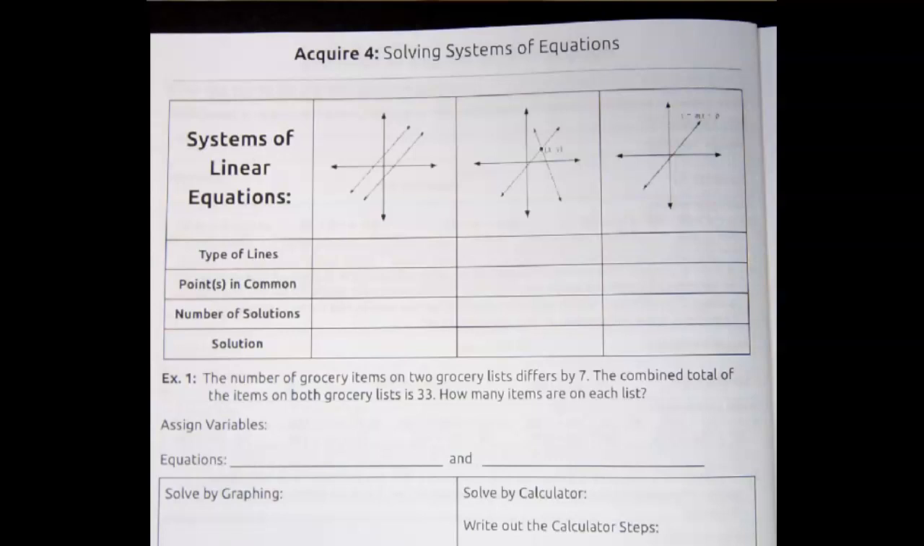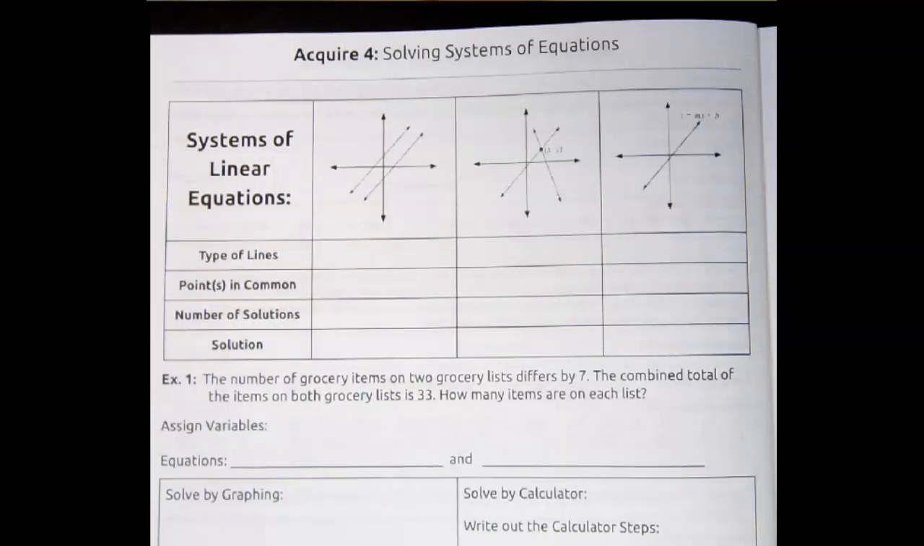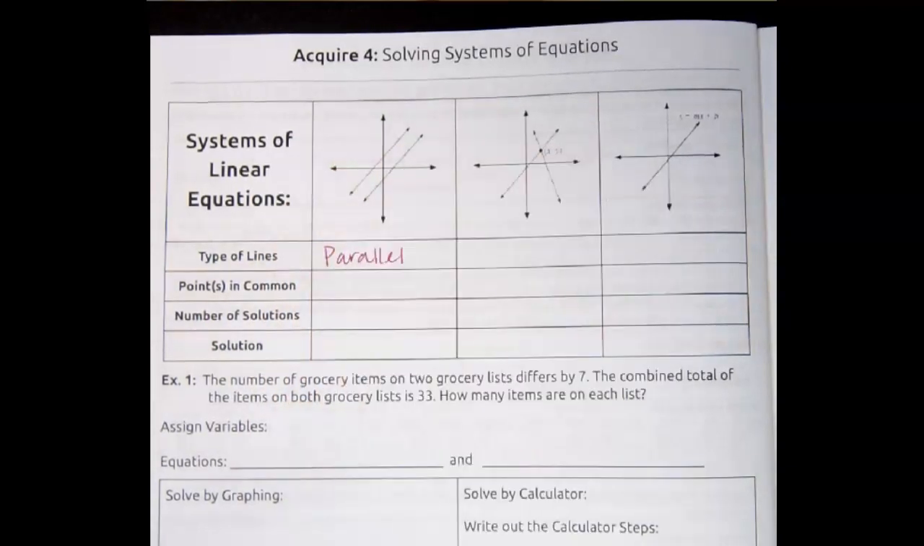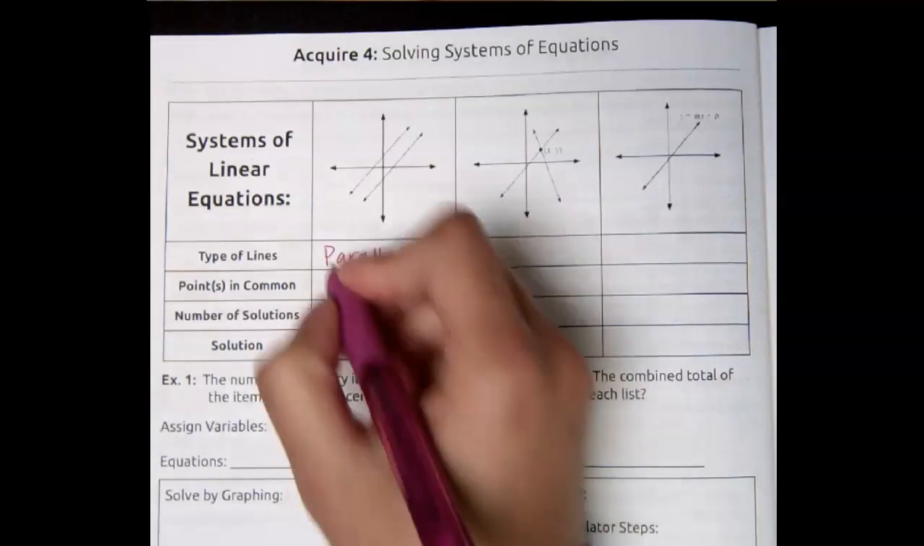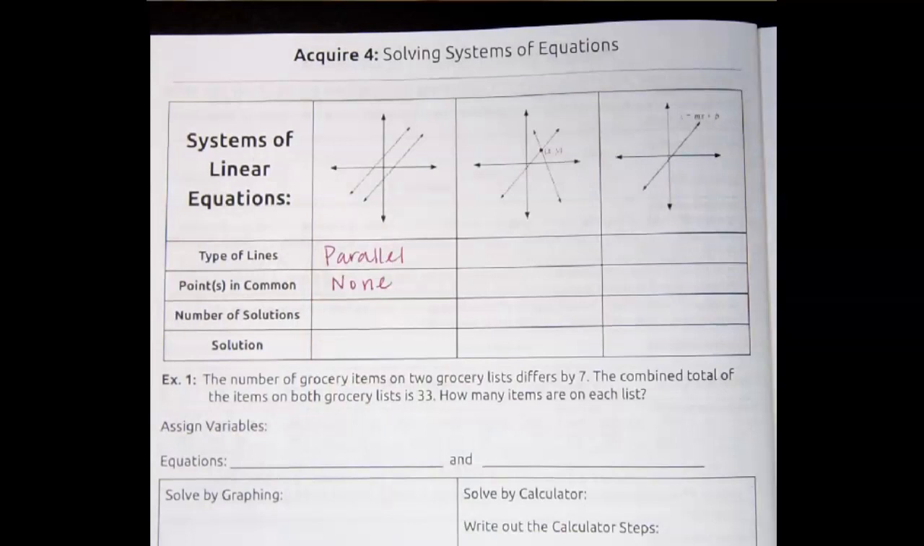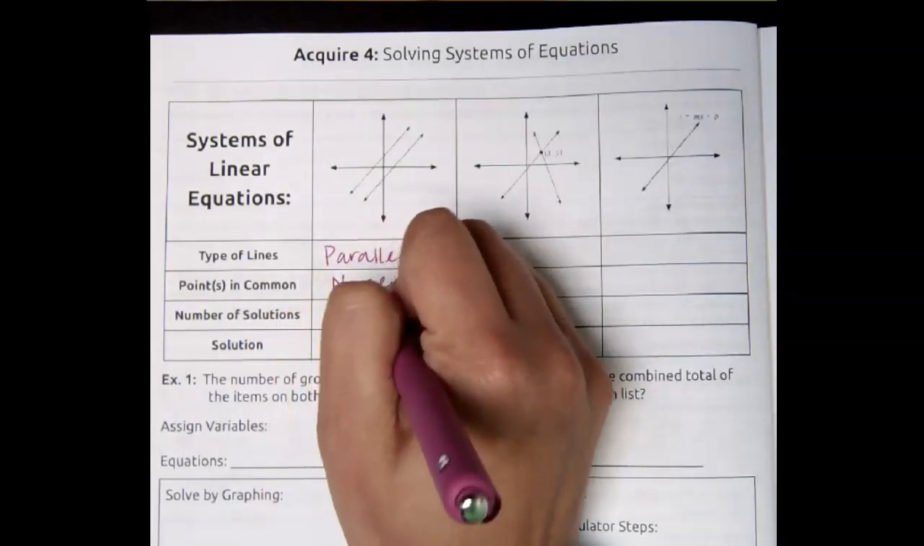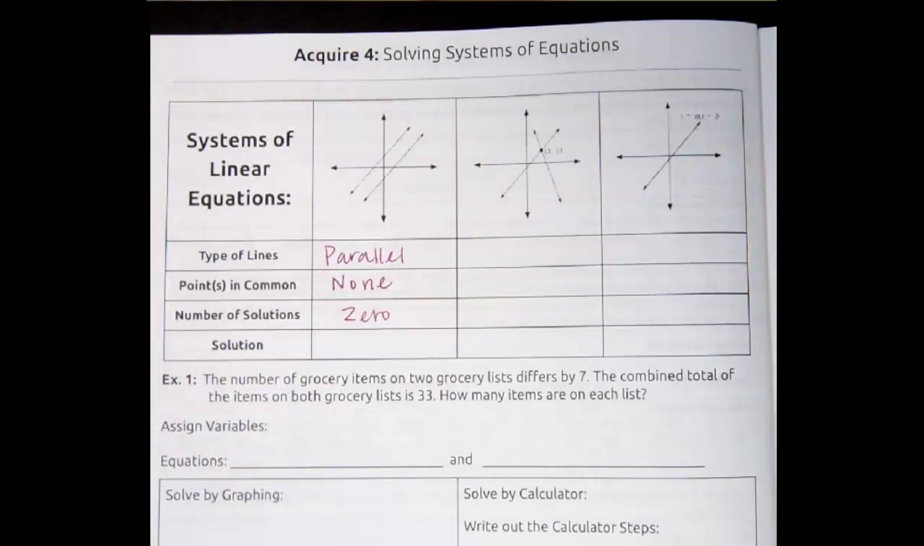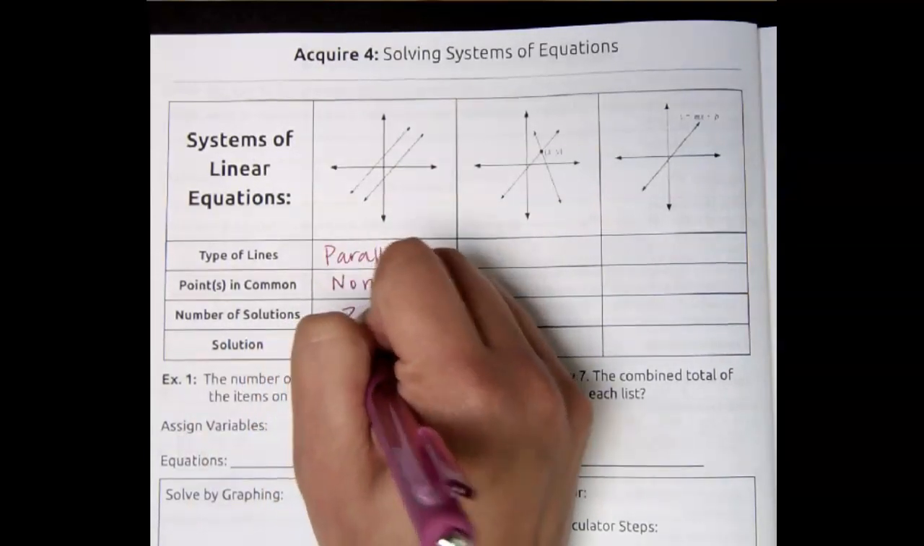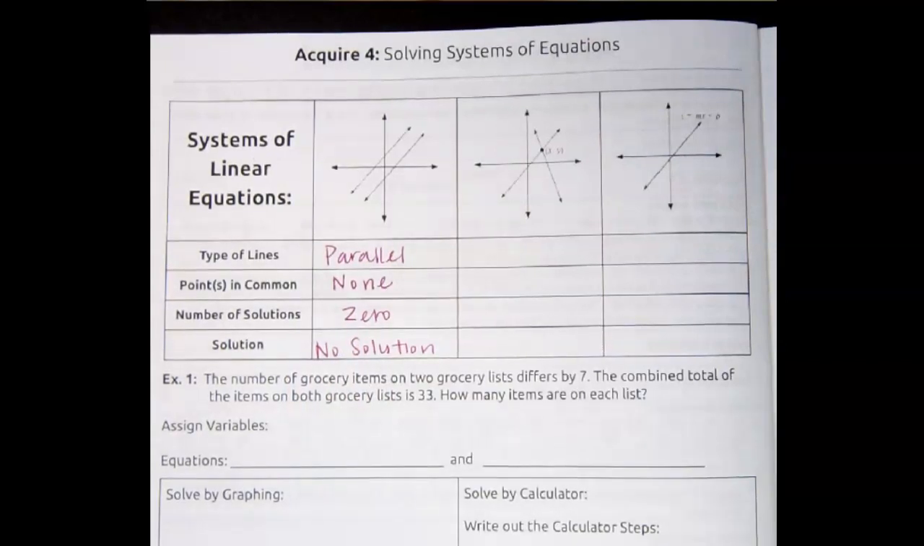There are three possible types of solutions when we have a system of linear equations. So a system of linear equations gives us two equations. So those two equations translate to two lines on the same graph. So if I look at this first graph, what kind of lines are those? Now don't say straight or diagonal. They are parallel lines. How many points do those lines have in common? Well, none, because they are two completely different lines. How many solutions are there? Zero, because there are no points in common. So, what is the solution? There is no solution, because those lines don't touch.